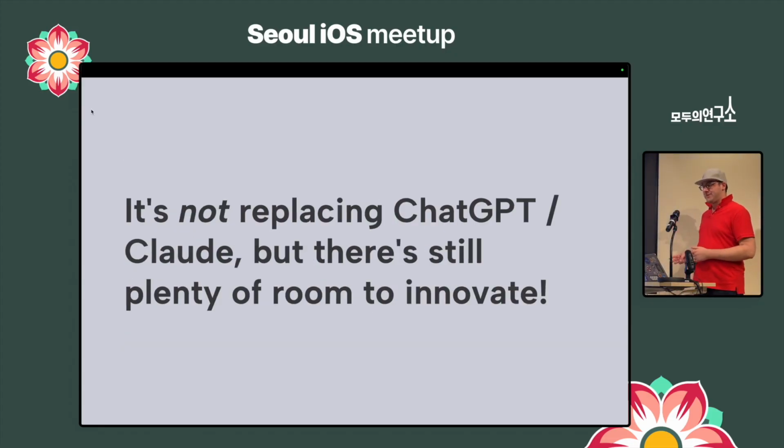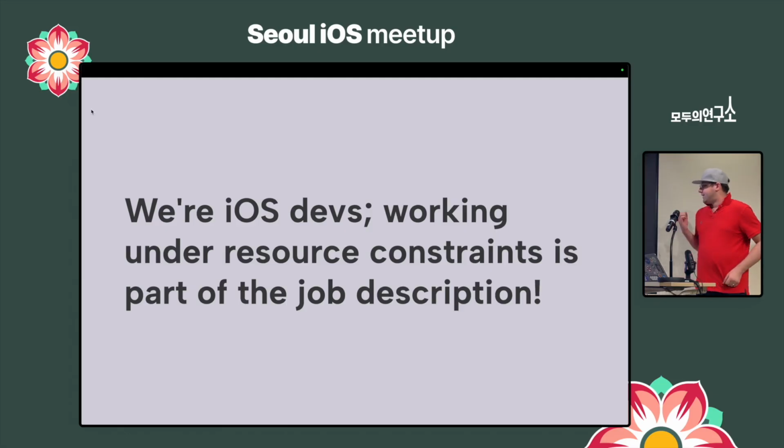To be clear, it is not aiming to replace ChatGPT or Claude. The model's like a tenth of the size. It's not even close. But there's still plenty of room to innovate with this, with tools and things, which we'll get to in a minute. We're iOS devs, so we're actually used to working under resource constraints. That's part of our job description. We have to be very careful about how apps behave when they're running in the background, things like that. You can't approach this as if you are integrating with a ChatGPT-style model. You have to approach it with the perspective that you have very limited things you can do within the constraints that Apple has given you.